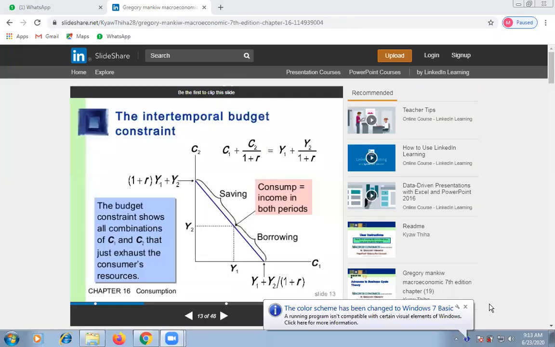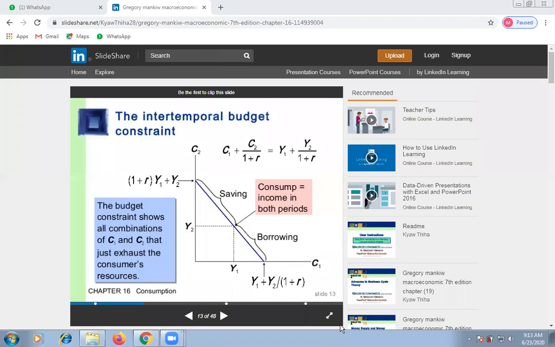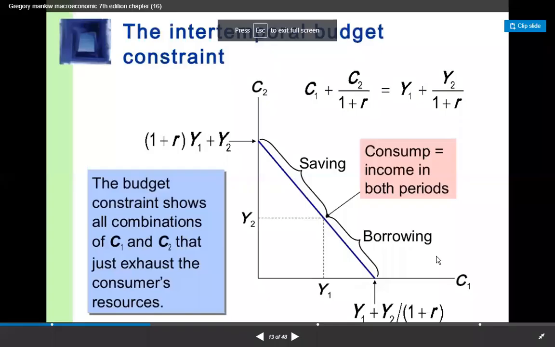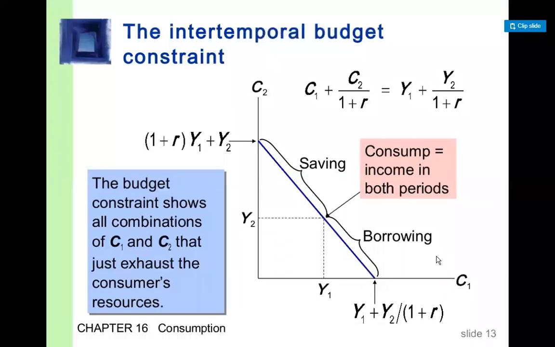This is about the Irving Fisher consumption model. In the last lecture, we discussed the Irving Fisher consumption model. The Irving Fisher consumption model explains how consumers get maximum satisfaction from current and future consumption, subject to given current and future income.